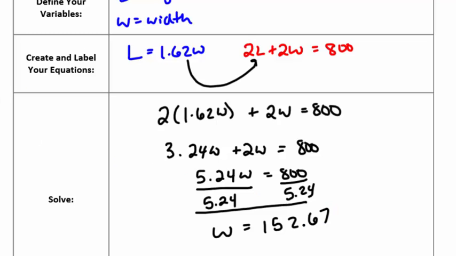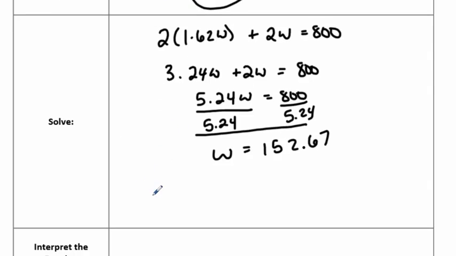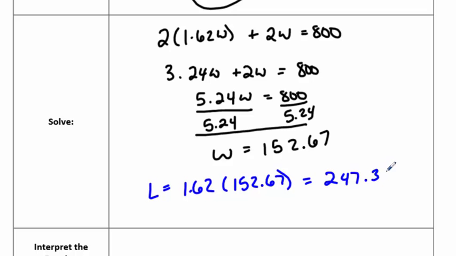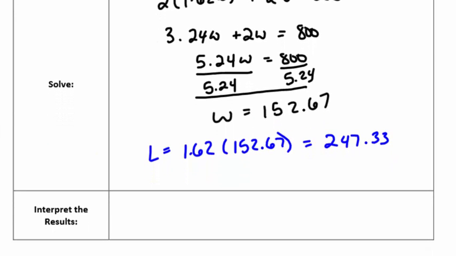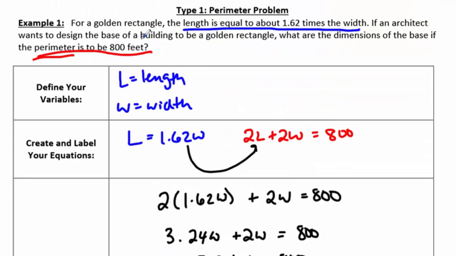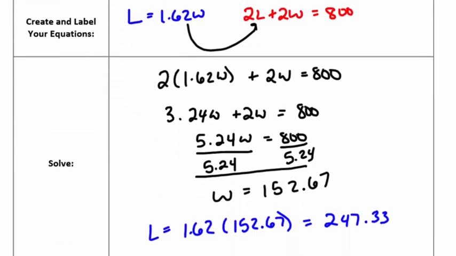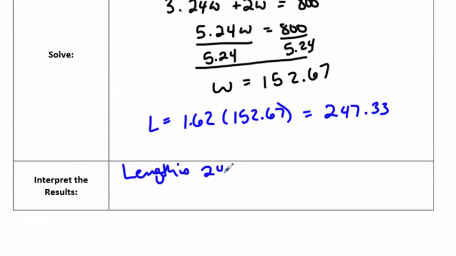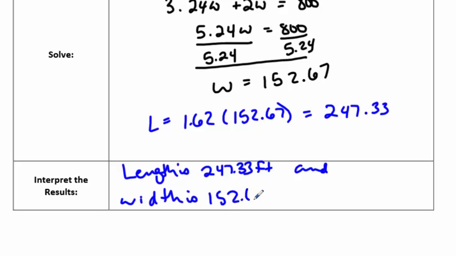Now that we have W, we need to know what L is. Remember that L is 1.62 times W. So if we take 1.62 times 152.67, we get 247.33. Interpret the result. Let's make sure we go ahead and put our units back on here correctly. We're talking about feet as the dimensions right here. So we're going to say that the length is 247.33 feet and the width is 152.67 feet.